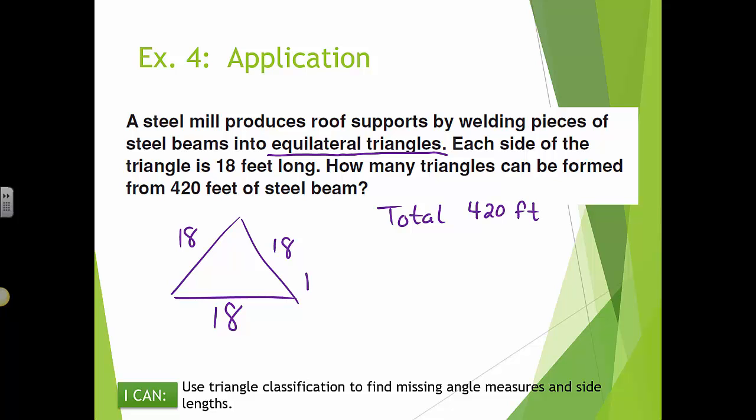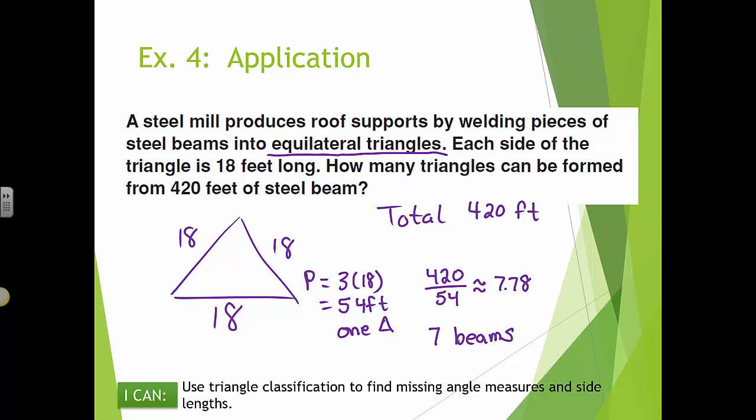Well, one triangle would have a perimeter of 3 times 18, and that would give us 54 feet for one triangular beam. Okay, so how many of those can we make if we have 420 feet available? So now I would do 420 feet divided by 54 to see how many of those we can make. 420 divided by 54 is approximately 7.78. So we can make at most 7 beams. We do not have enough to make 8 beams.